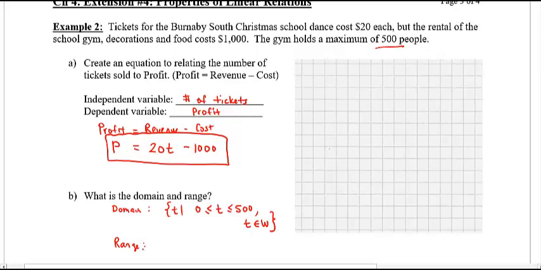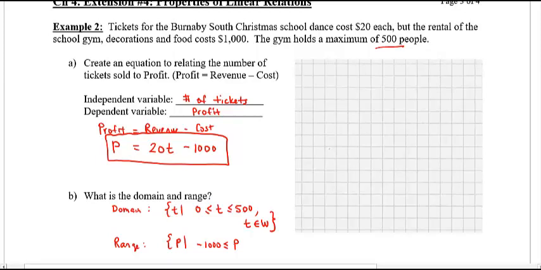So, looking at the lowest amount of tickets sold, 0. What happens to be your profit? Well, that happens to be negative 1,000. So that's probably the lowest your profit could be. And what about the largest it could be?